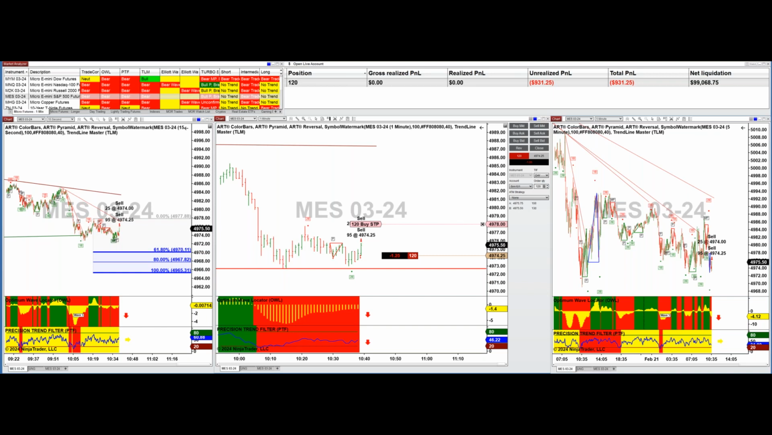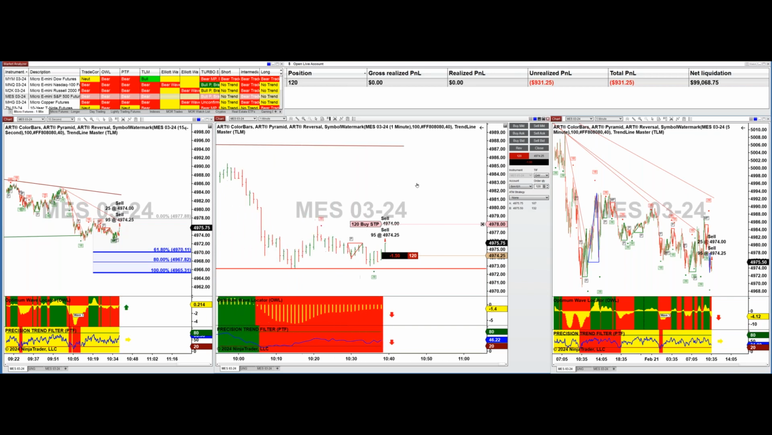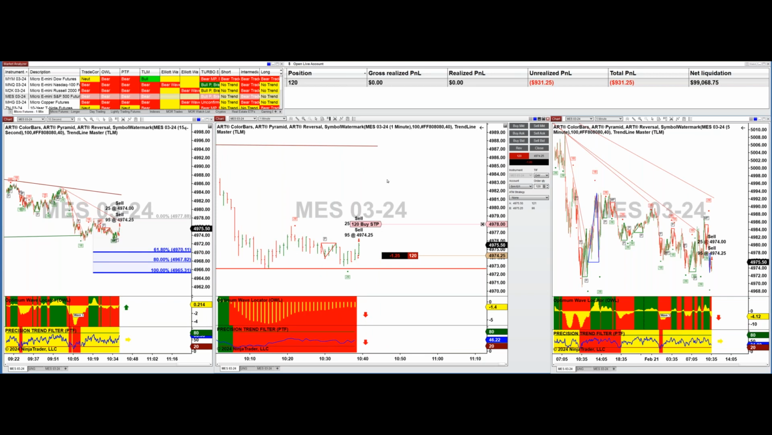Okay, so now we're down $931. See how quickly that changes? All right, so we'll see. So this is a great way, whether you're a day trader or not, to get familiar with price action and also to get a feel for what you're comfortable doing.